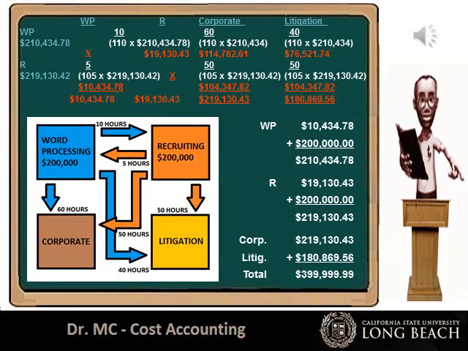The last thing that you should check is to see whether the amount allocated to the production departments is equal to the $400,000 that the support departments started with. Except for a penny rounding error, it does.